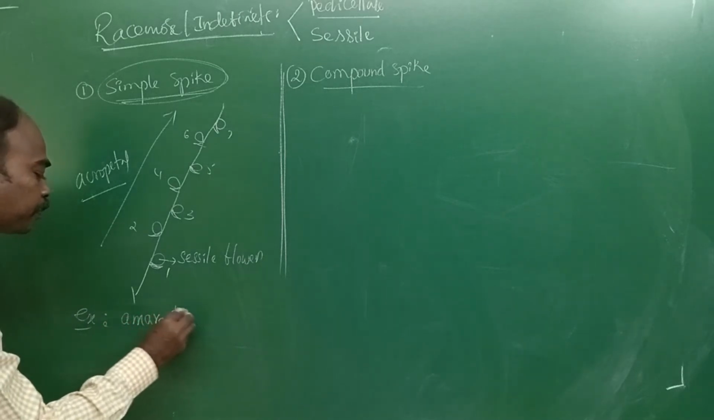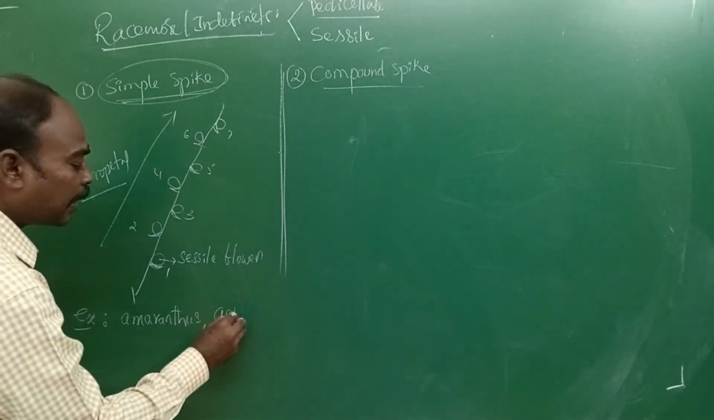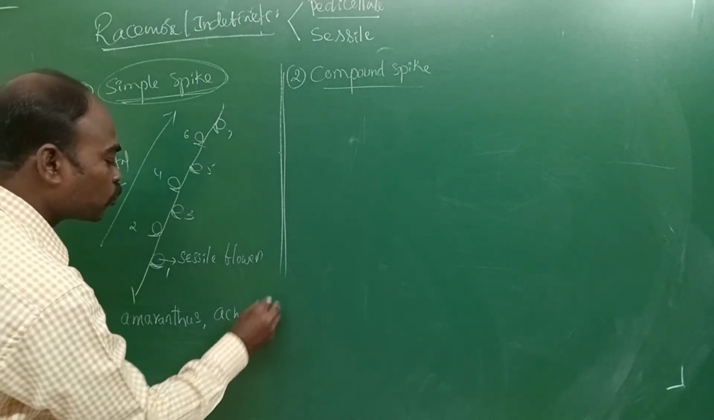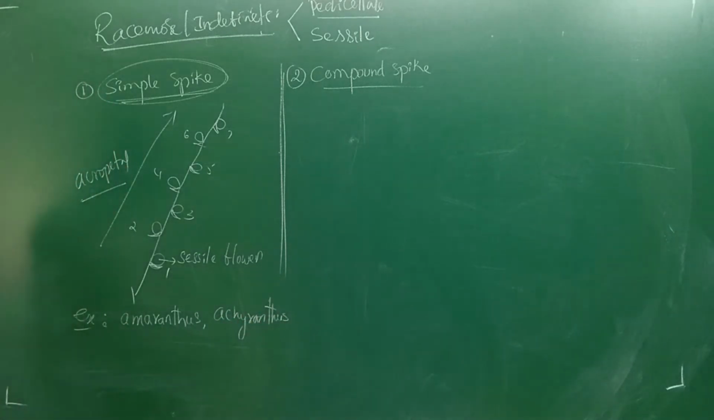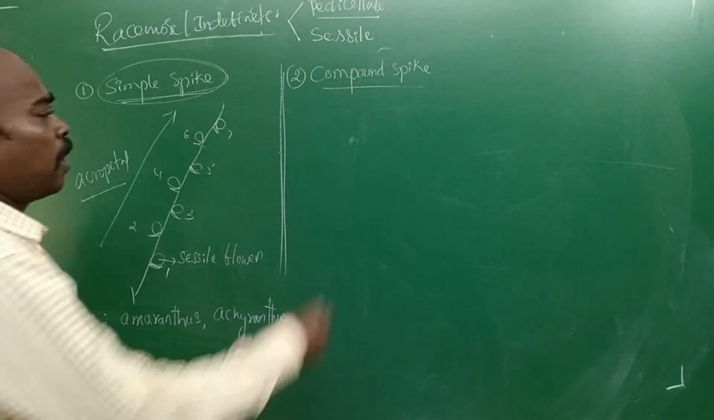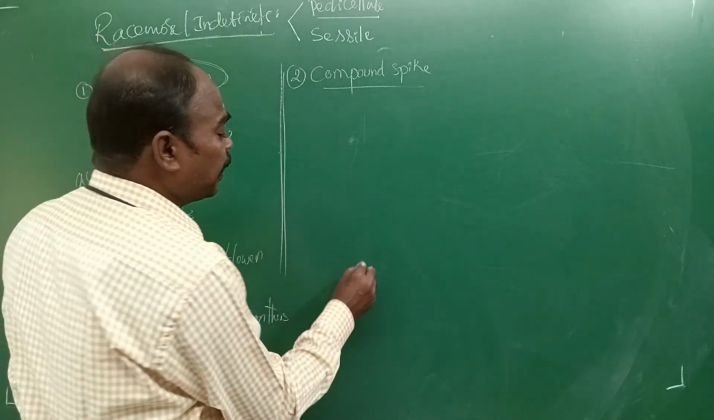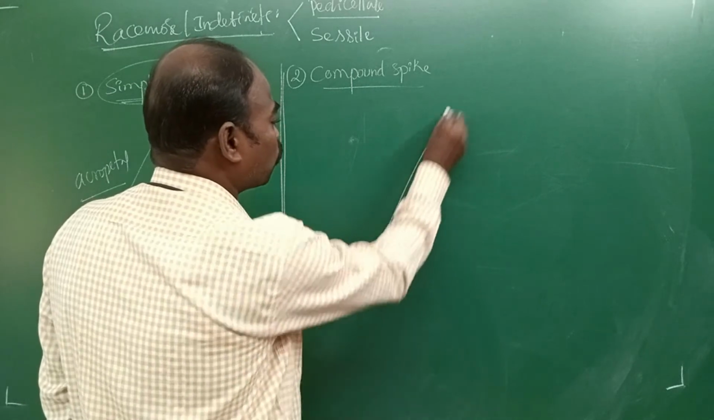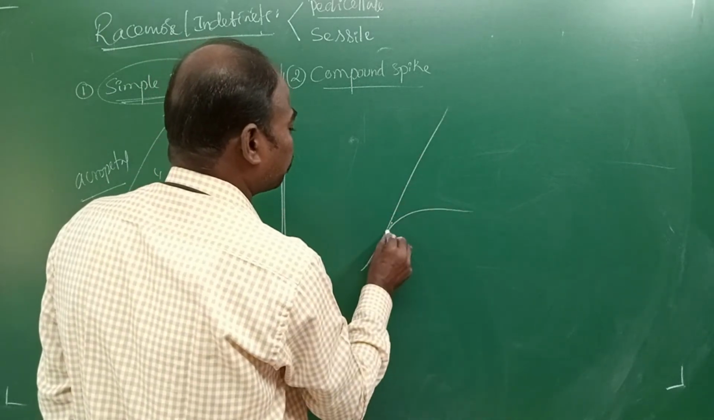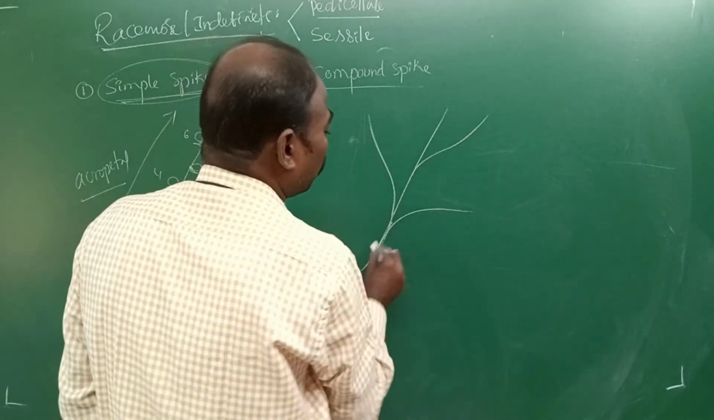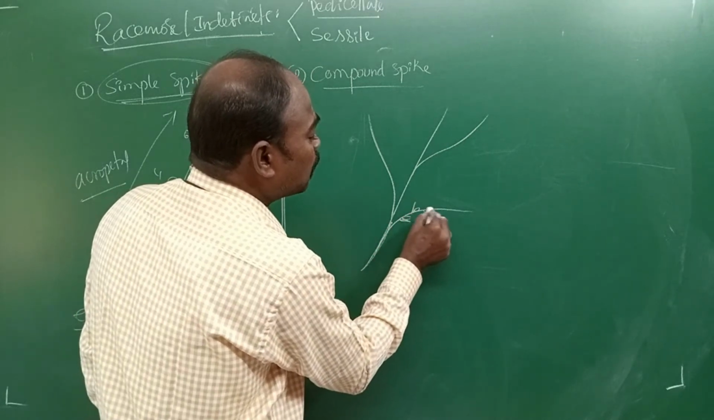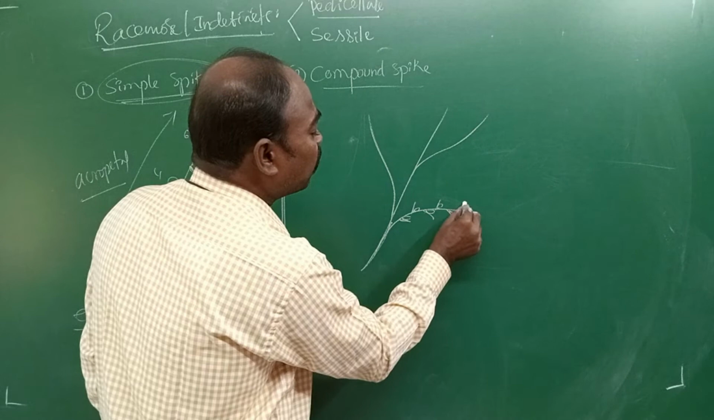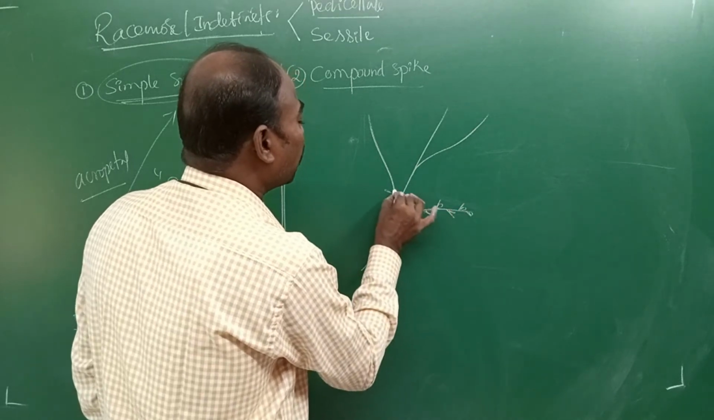Example, Amaranthus and Achyranthes. Amaranthus and Achyranthes. When you see compound spike, the peduncle gets branched. Each branch produces the same sessile bracteate flowers in acropetal succession.